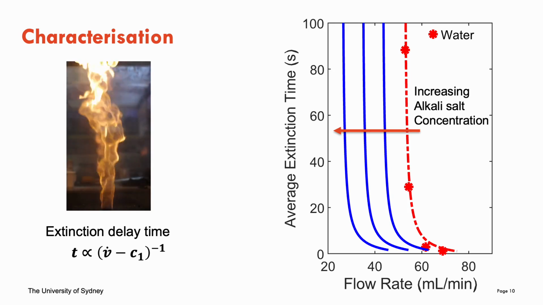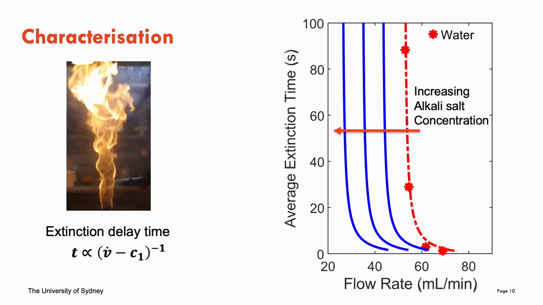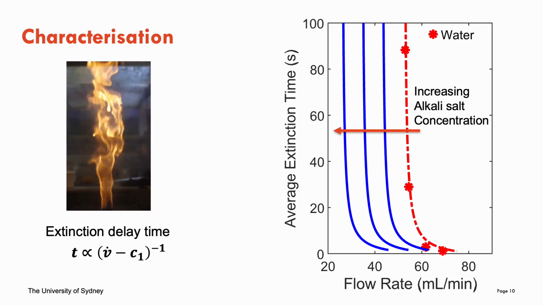And what we found was every single one of these curves follow the exact same profile, which is defined by the relationship in the bottom left, which is your extinction delay time is inversely proportional to the flow rate of water minus a constant, which is the flow rate at which you achieve an infinite extinction delay time.